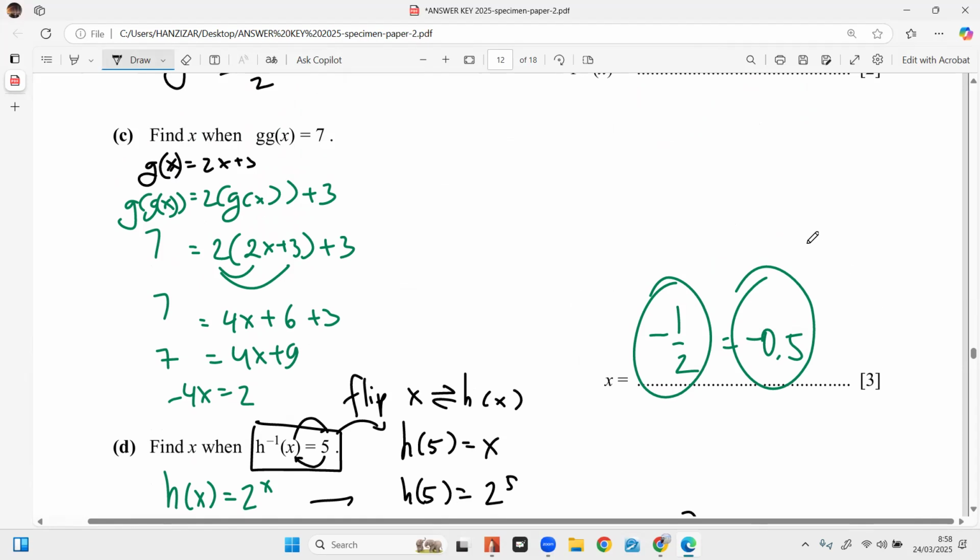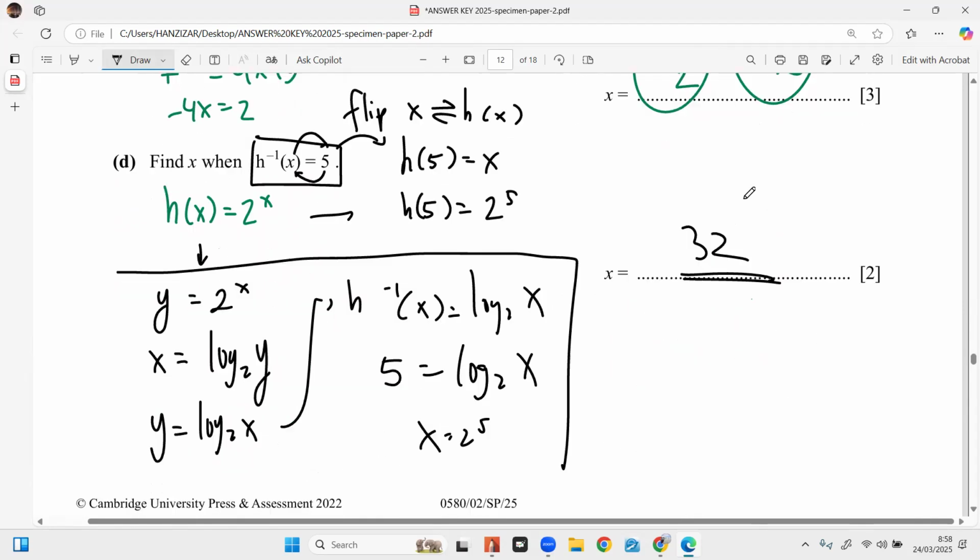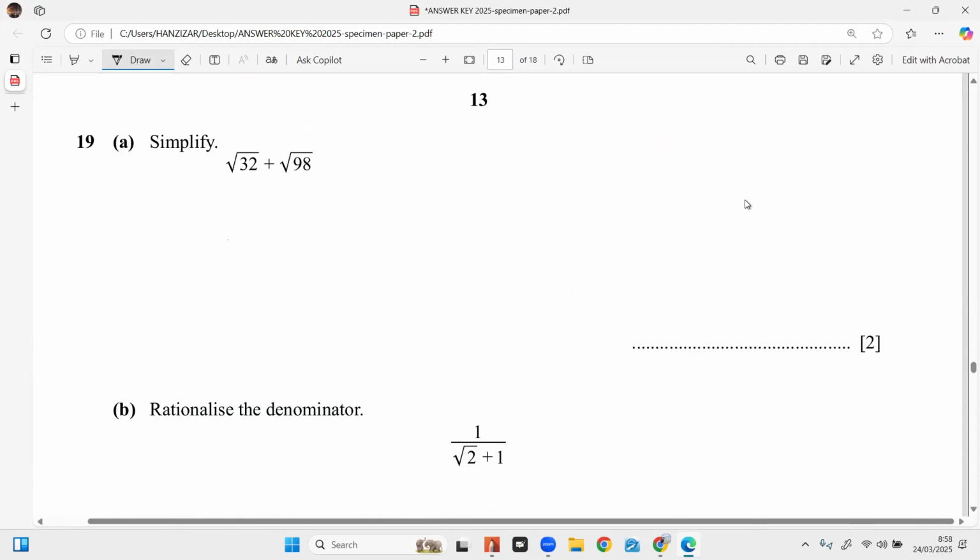Something wrong? If you do the other way around, it will be negative 1 over 2 also. Okay, next. Simplify. Okay, guys.